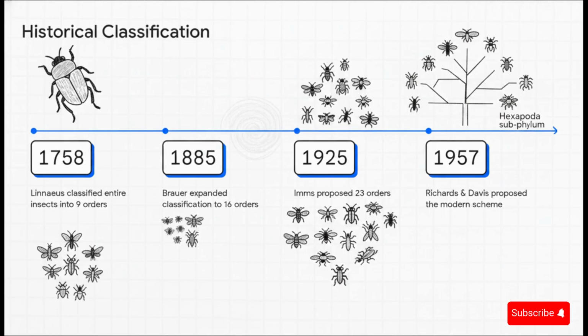By 1885, Brouwer expanded it to 16 orders. Then Imms brought it up to 23 in 1925. Finally, we arrive at the modern scheme laid out by Richards and Davis in 1957. And that scheme still serves as the foundational architecture we use today to categorize this incredible diversity.